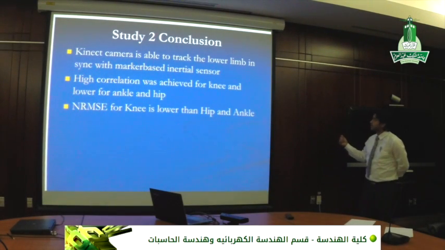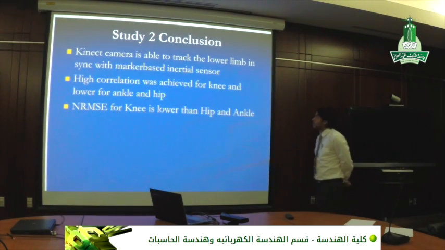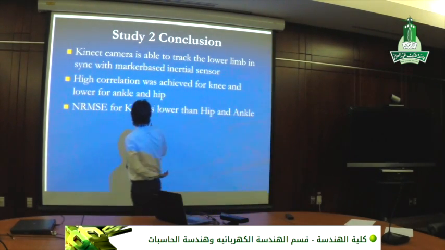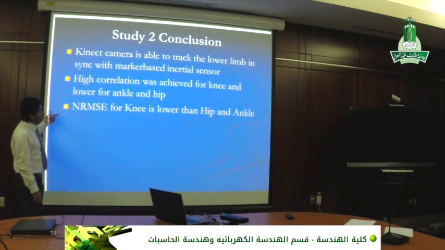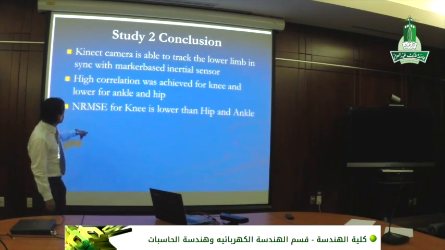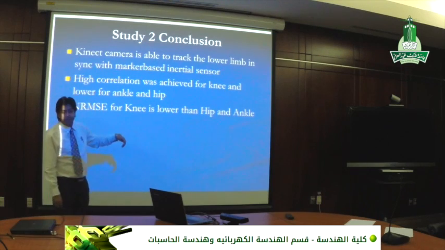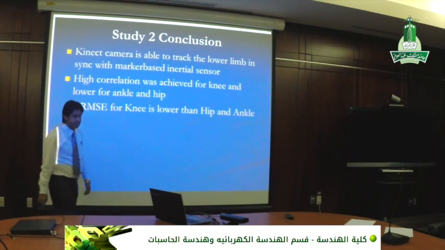The conclusion that we derived from this study was that the Kinect camera is able to track the lower limb, in sync with the marker-based inertial sensors. High correlation was achieved for the knee and lower for the ankle and hip. The normalized root mean square error for the knee is lower than for the hip and ankle.